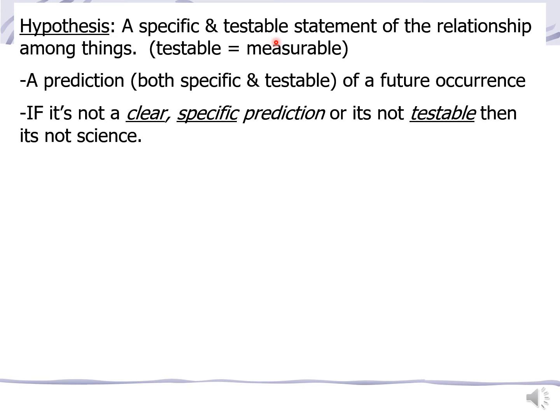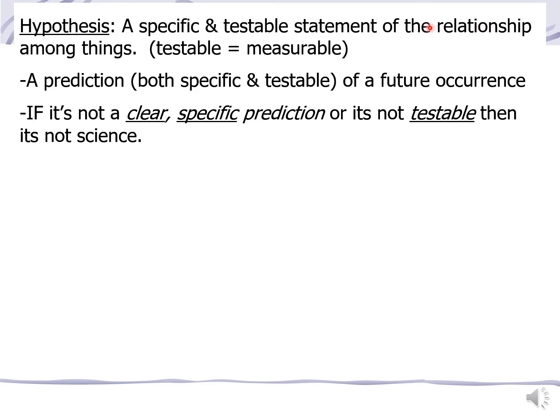And what you're testing must actually be testable. That's to say, you have to be able to get some kind of measurement out of whatever you're setting up. When I say testable, I mean measurable. When you can't get a measurement out of it in some way, shape, or form, it's not testable and it's not science.